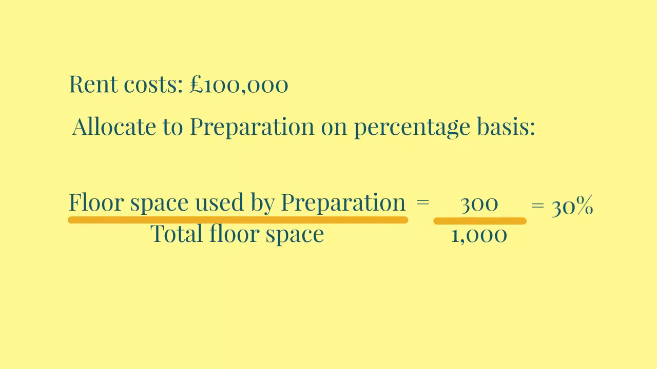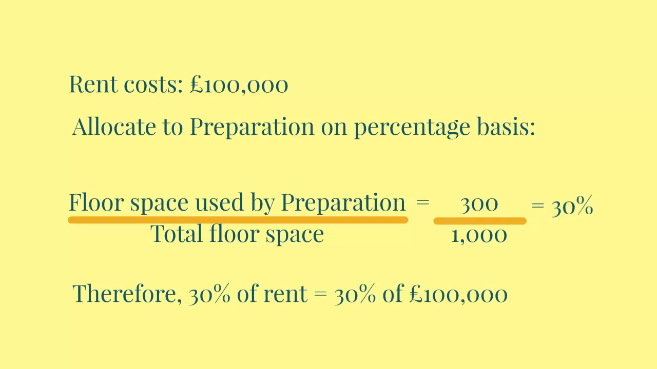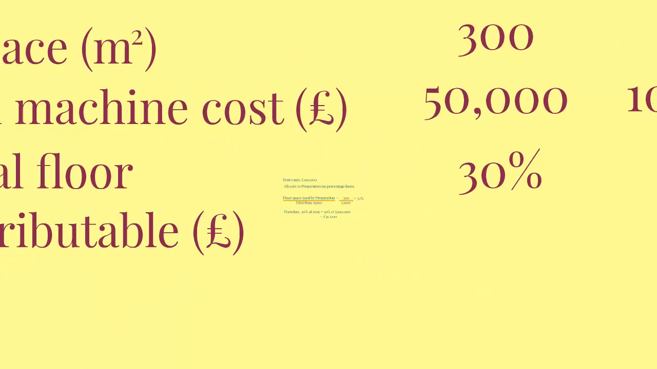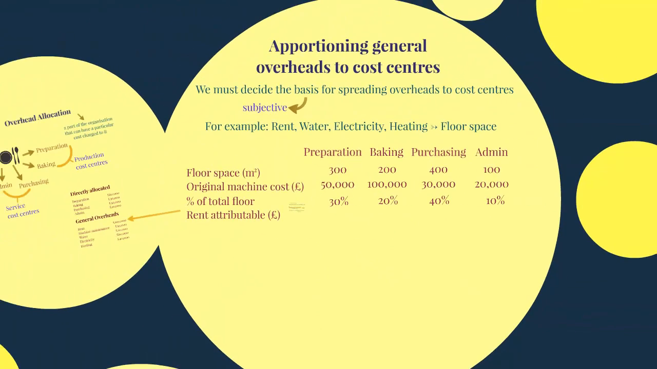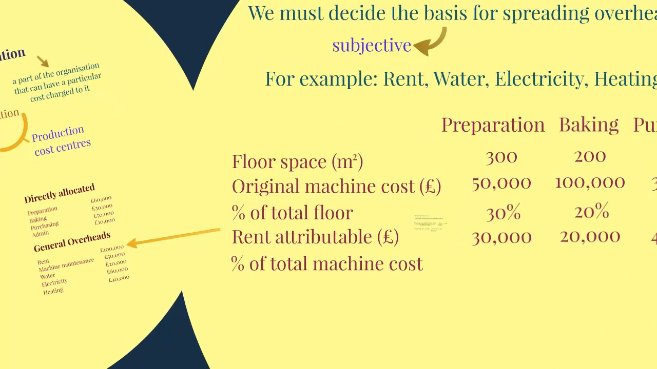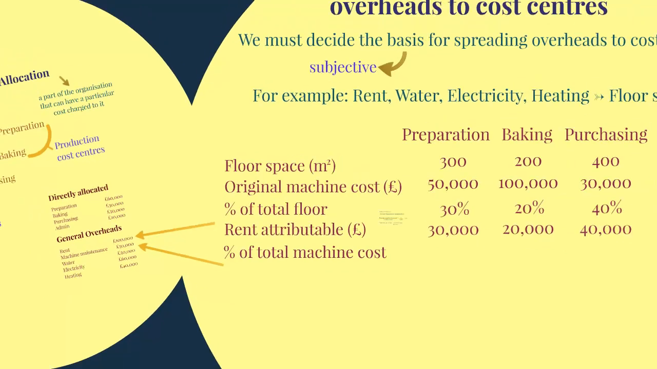Now to work out the rent attributable, we then times this percentage by the rent cost, which of course 30% of £100,000 gives us £30,000. So now we can apply this back to our cost centres. So £30,000 for preparation, £20,000 for baking, £40,000 for purchasing, and £10,000 for admin. Now when it comes to the machine cost, we know that £50,000 worth of overheads is attributable to machine maintenance. But this time we're going to allocate it based on the original machine cost.